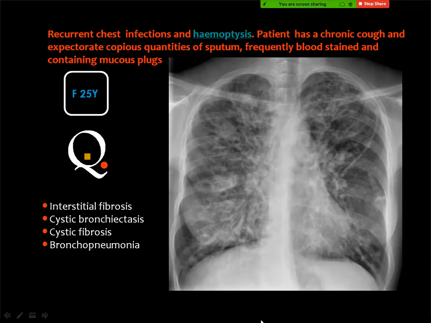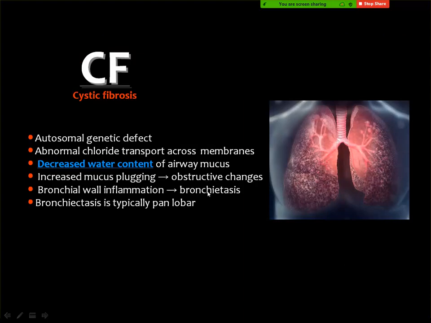Cystic fibrosis, cystic bronchiectasis, cystic bronchitis. Okay, cystic fibrosis is the right diagnosis, and this is an autosomal genetic defect where it affects the chloride transport across the membranes, resulting in viscid mucus. And the old name of this disease is mucoviscidosis, which will result in accumulation of viscid mucus in the GI and also in the chest.